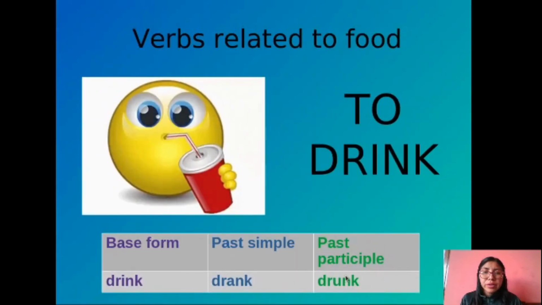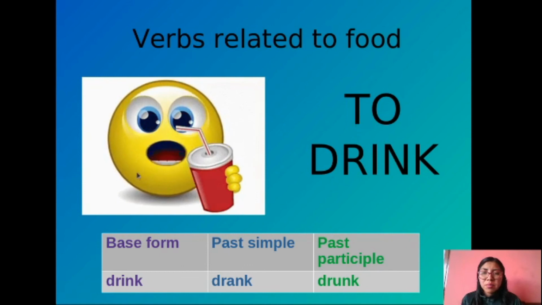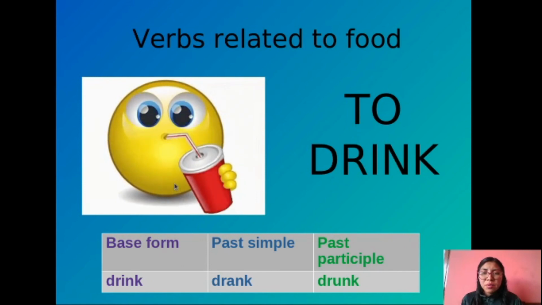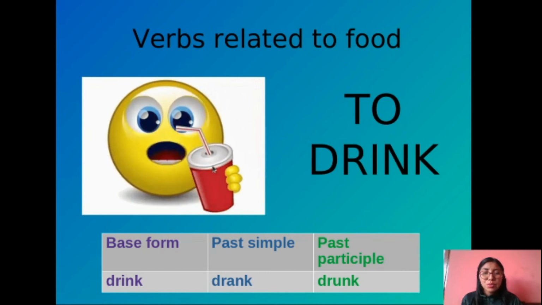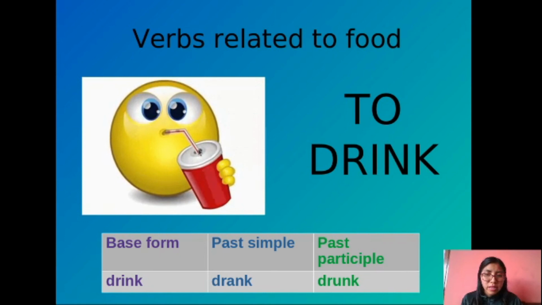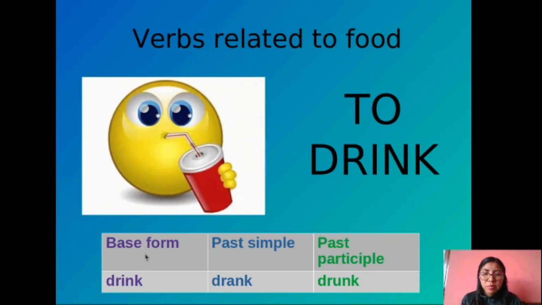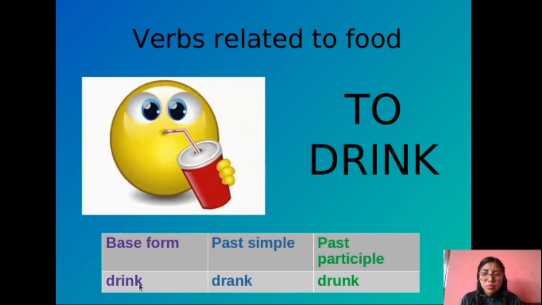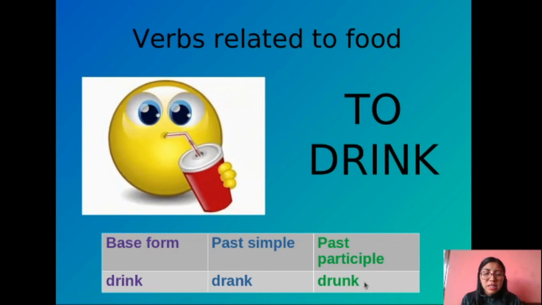We are going to see the next, to drink. Okay, pay attention to the image. What is he doing? He's drinking soda, for example. That is drinking. What is the base form? Drink. Past simple, drank. Past participle, drunk.